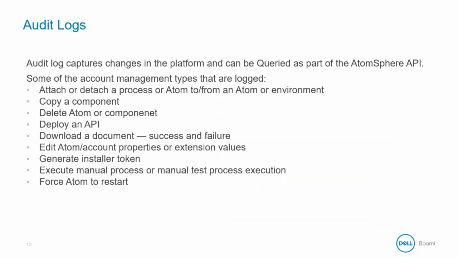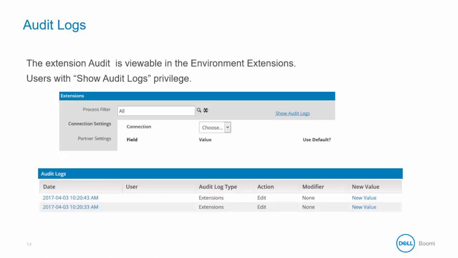Audit logs capture changes in the platform and can be queried as part of the Atomsphere API. The only place the audit log is available in the platform UI is in Environment Extensions. For more information, visit the user guide and search audit log. Through the user interface, administrators and those with the privilege can see who has changed extensions.